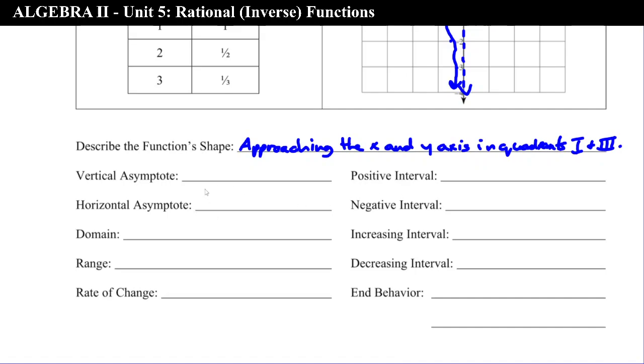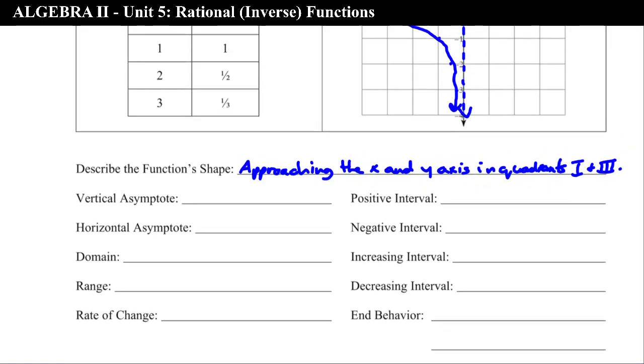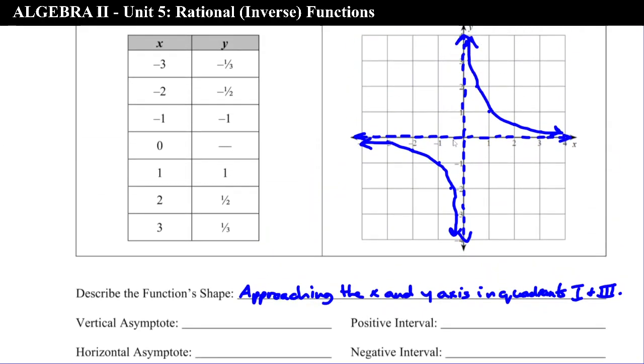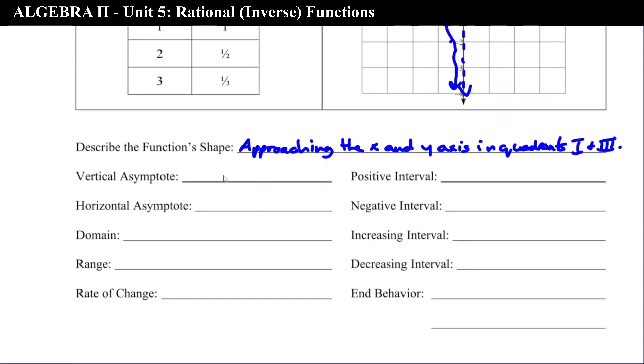Now we have a vertical asymptote. Our vertical asymptote is this vertical line that's dashed. What value is that at? It's at x equals 0, because this is where x is 0 along the x-axis. Likewise, our horizontal asymptote is at y equals 0.